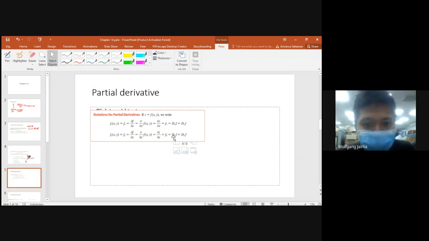Now, the partial derivative. This is the definition. I think everybody understands this, so it's neither here nor there.